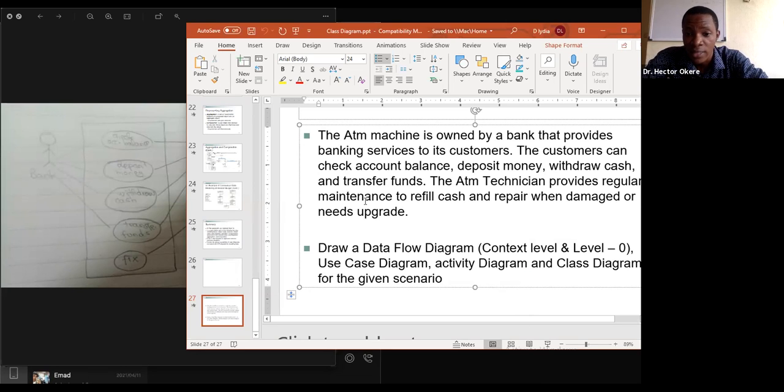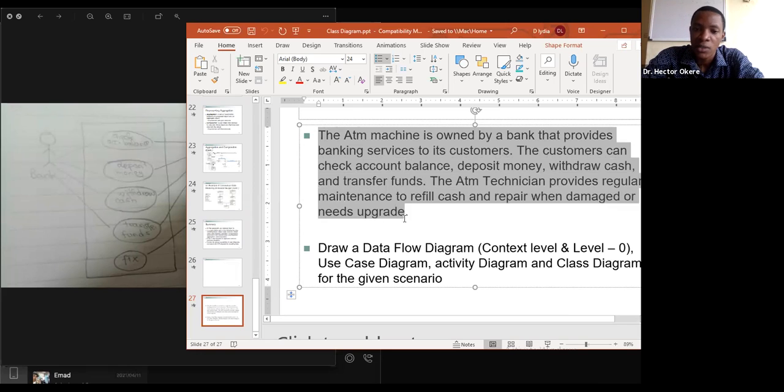And how do we do that? It's through exercise. So you have 5 minutes. Draw your class diagram for this given scenario. If you want to add attributes or behavior to each class, you are welcome, okay?